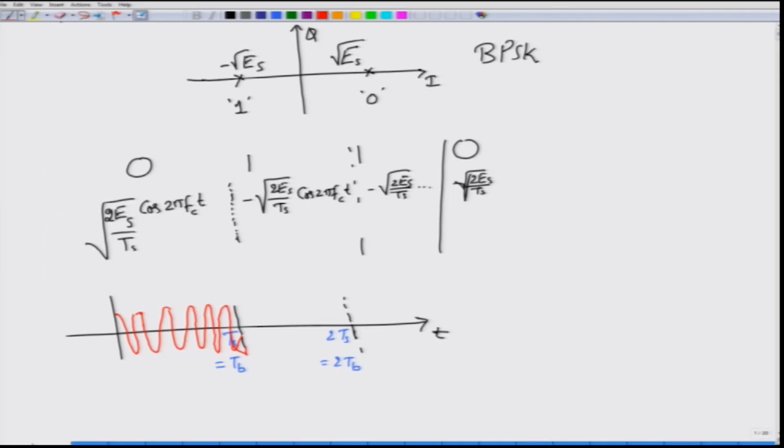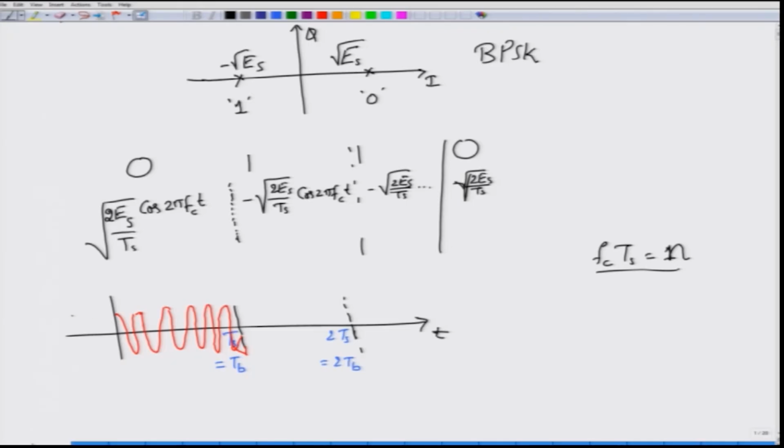I need to satisfy, as I told you, Fc into Ts must be equal to n, where n is any integer. It has to have an integral number of cycles. So, this is my cosine signal representing the bit 0 or the symbol 0. Next, what I have to transmit is minus square root of 2 Es by Ts cos.